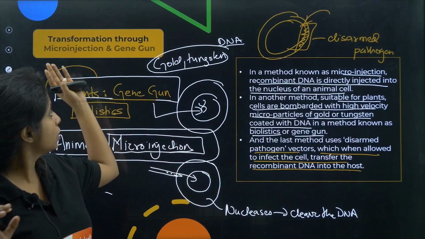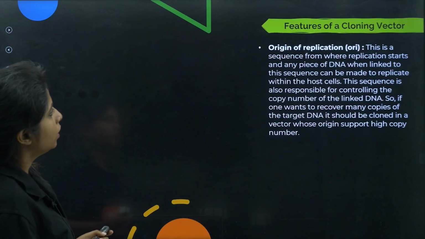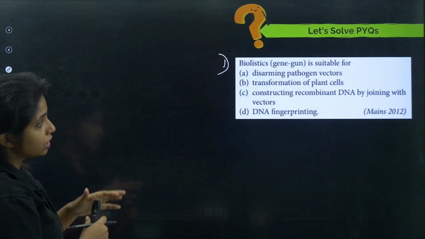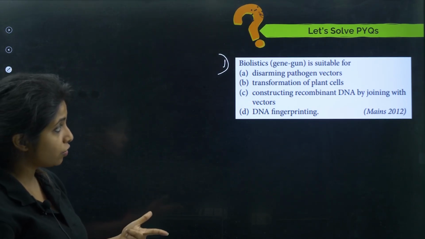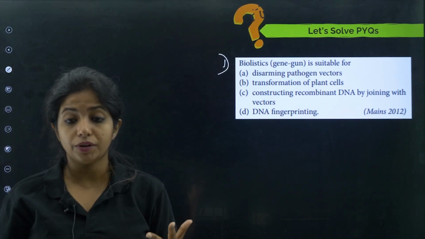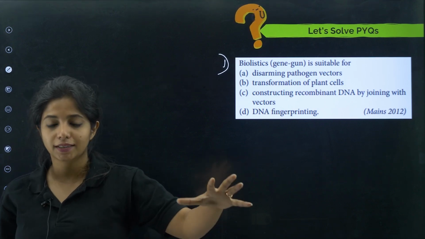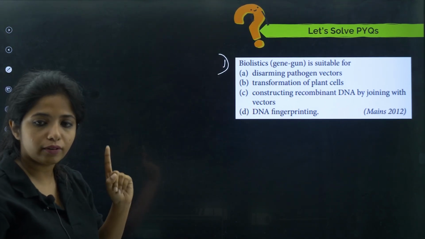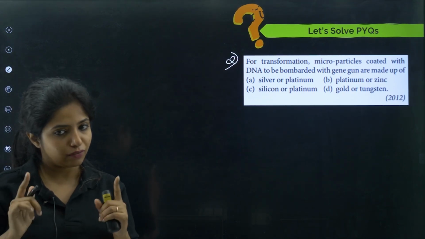So this is the transformation through microinjection and gene gun. Now, just give me a second. Biolistics or gene gun is suitable for what? Disarming pathogen vectors, transformation of plant cells, constructing recombinant DNA by joining it with vectors, or DNA fingerprinting. This came in MEMS 2012. Tell me the answers in the comment section. I will be discussing the answers later on. Once I have given you all the questions, try to solve them. It's very important. If you're not solving it, if you're just relying on me, that will be trouble.